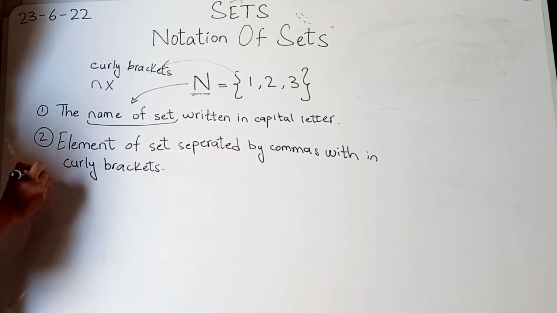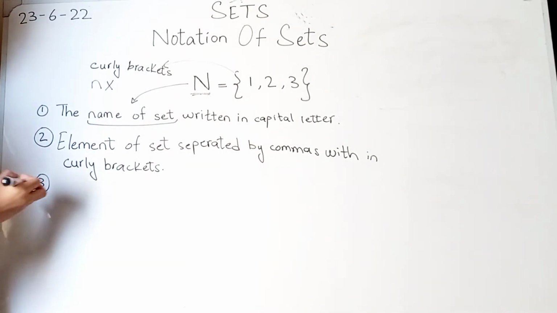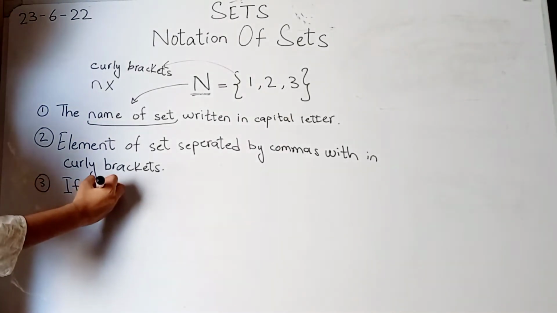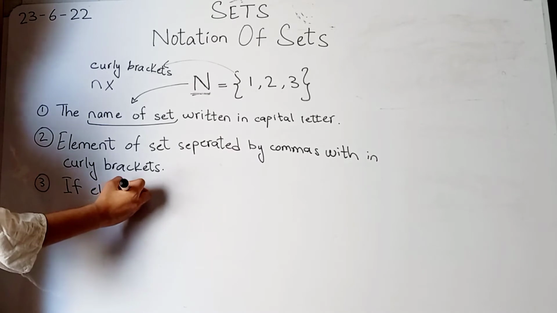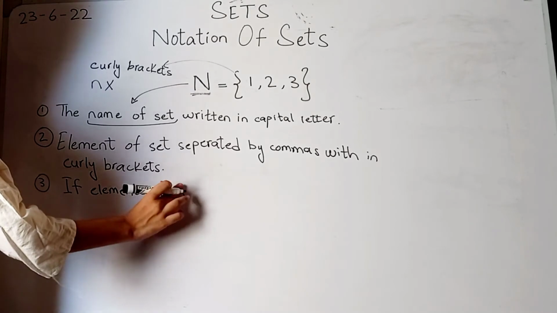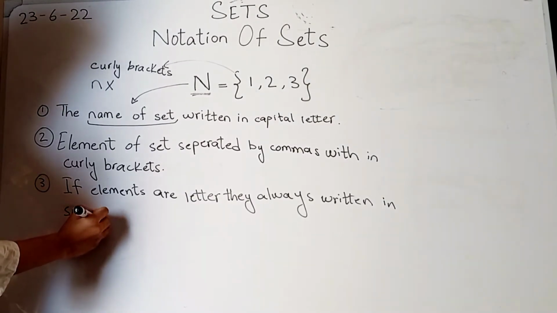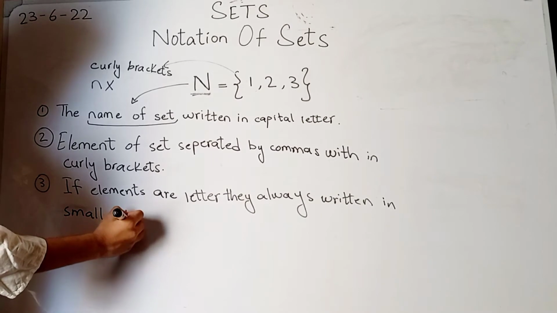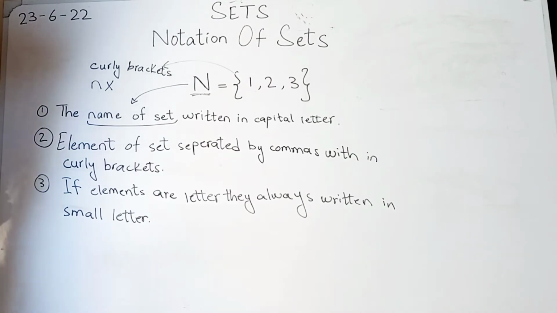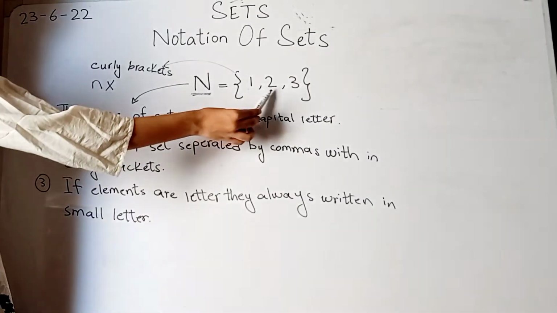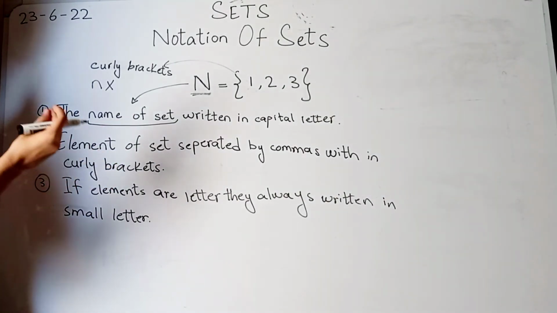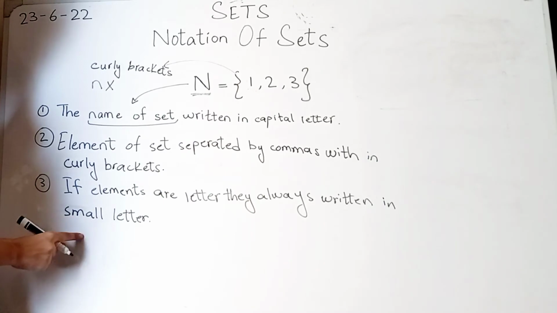Moving towards the third notation, and the third notation says that if elements are letters, they are always written in a small letter. For example, if we don't have numbers, we have letters, for example a, b, c. So we will write them in the form of small letters. We will not write them in capital letters.